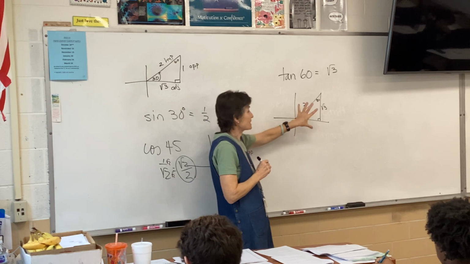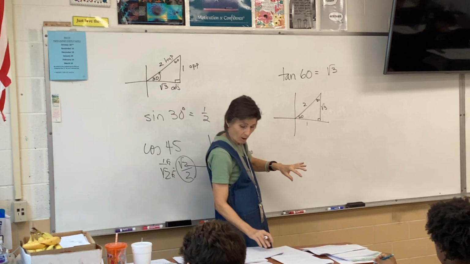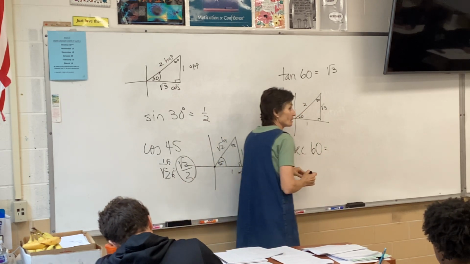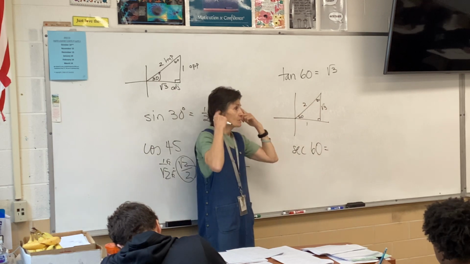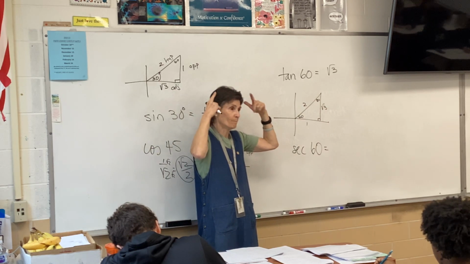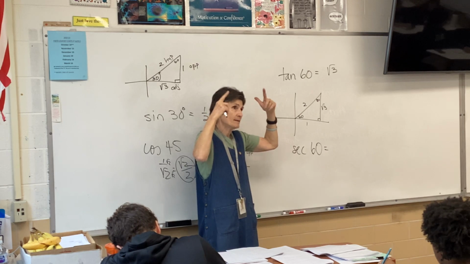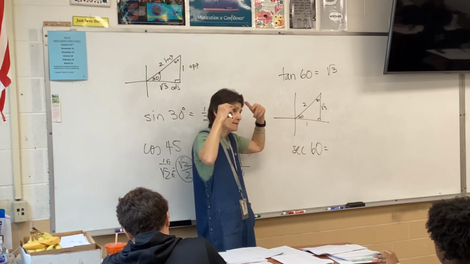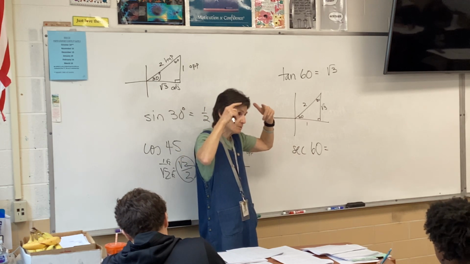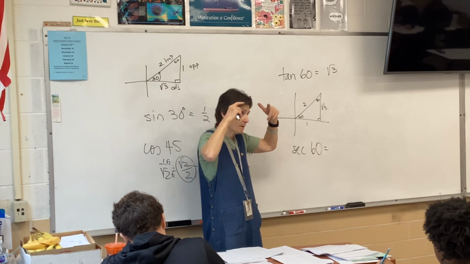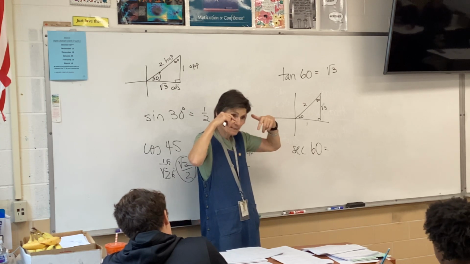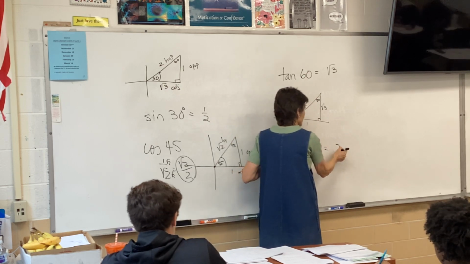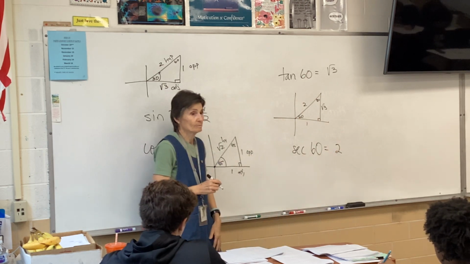Now, using the same triangle, I'm going to do the next problem because it's the secant of 60. So here's what's going through this weary old mind. Secant is the reciprocal of cosine. Cosine is adjacent over hypotenuse. So this is going to be hypotenuse over adjacent. So hypotenuse over adjacent would be 2 over 1 or 2.